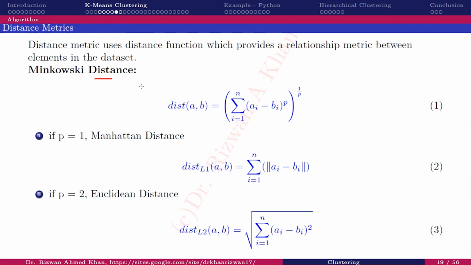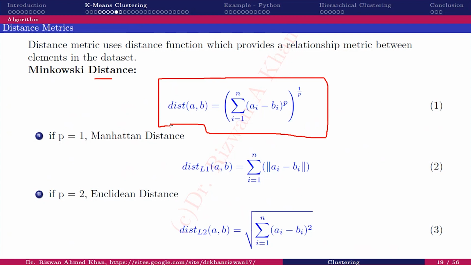So we have a whole family of Minkowski distance, and this is the general formula for Minkowski distance, but usually we use Euclidean distance, where p equals 2. Euclidean distance is the sum of the distances in different dimensions squared, and then the whole thing over a square root.